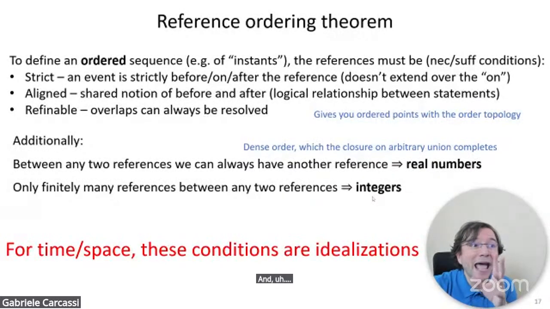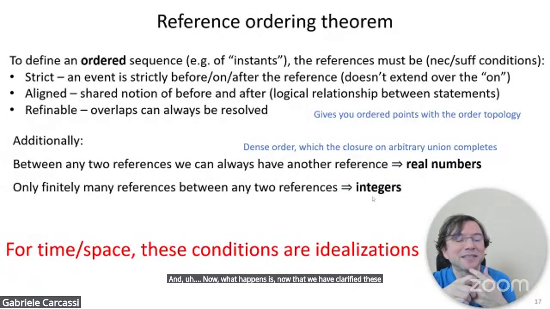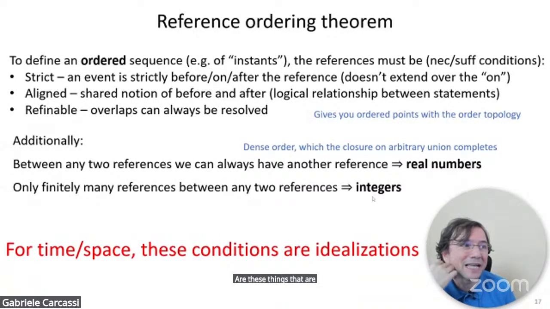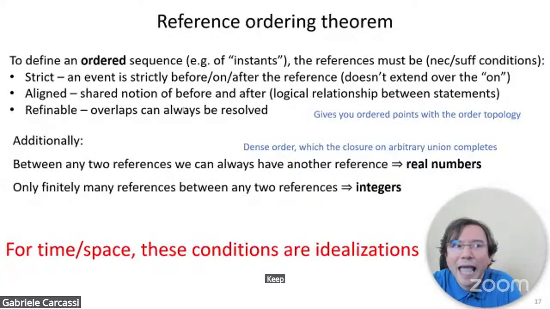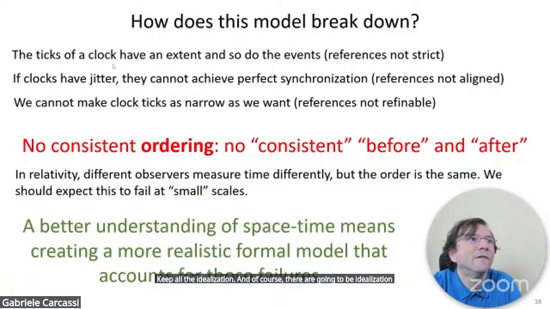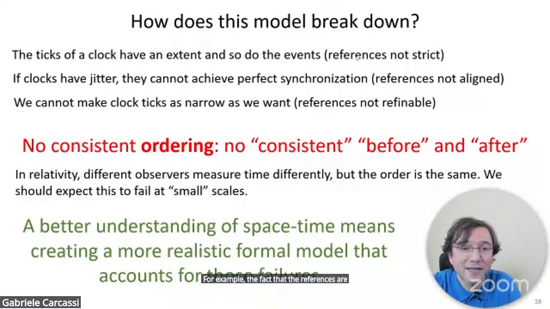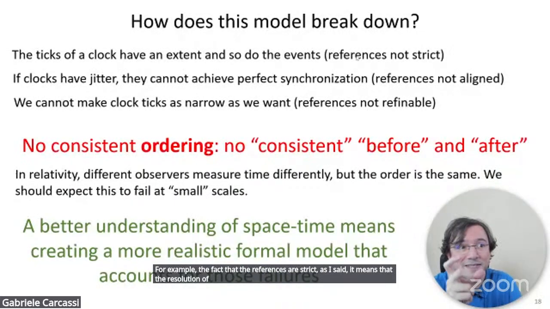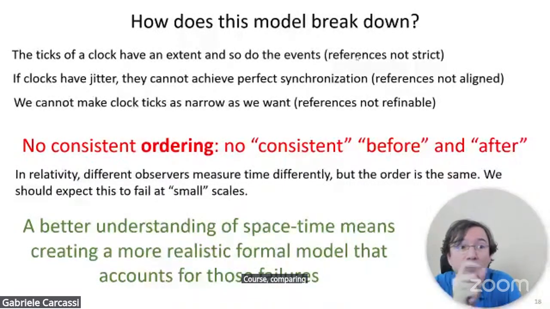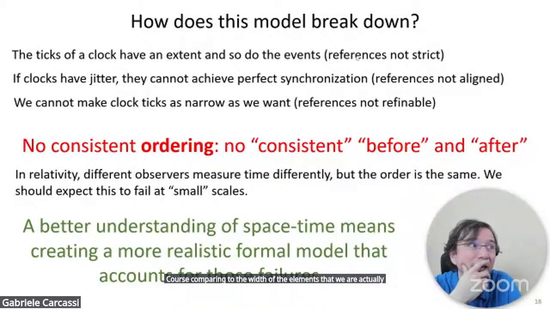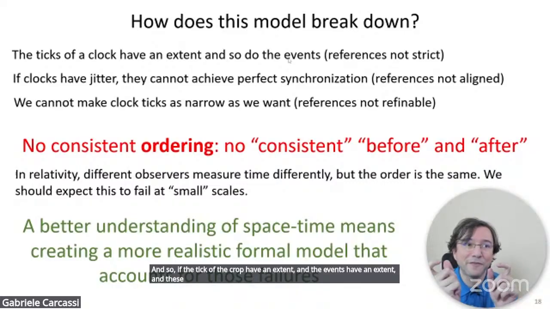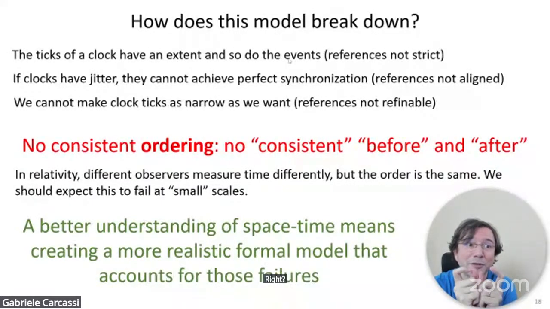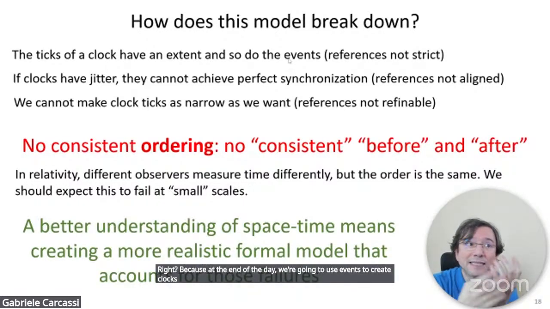And now that we have clarified these conditions, you can say, okay, are these things tenable, for example, for something like space and time? Can we really say that these are things that we can keep, or are they idealizations? And of course, they're going to be idealizations. For example, the fact that the references are strict means that the resolution of the reference system is coarse compared to the width of the elements that we are actually looking at. So if the tick of the clock has an extent and the events have an extent, and the extent of the events and the tick of the clock are comparable, right? Because at the end of the day, we are going to use events to create clocks. Then you can't say that the references are strict. So it has to fail if you can't make that approximation.